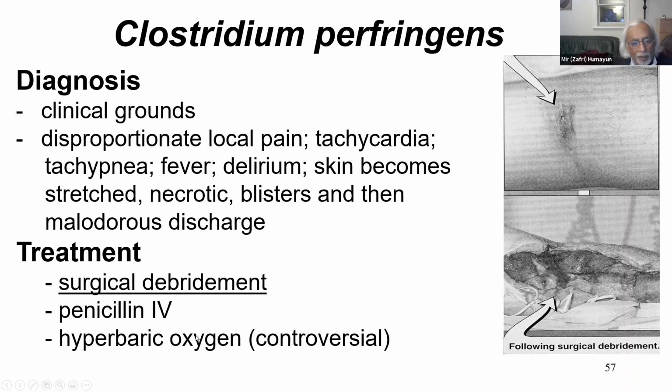Penicillin is given to control the infection, and in recent years, hyperbaric oxygen has been given, but this treatment remains controversial. Hyperbaric oxygen means putting them in an oxygen tent and increasing the oxygen pressure so that they are oxygenated. The idea here is that Clostridium is an anaerobic organism. In the presence of high levels of oxygen, it will get killed. How effective it is is controversial, but it has been practiced. Okay, that's the last slide.